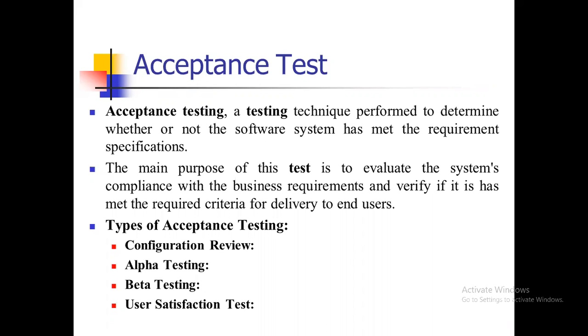Configuration review means we ensure the software configuration, that is hardware requirements, software requirements, and platforms. The second one is alpha testing. This test is done at the developer side in consideration of the user's requirements, and environmental parameters are also considered in this testing.